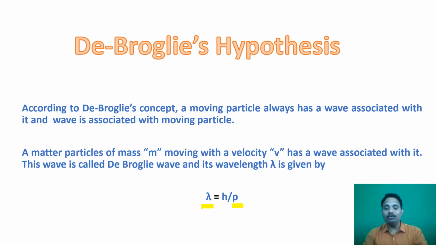If you observe this equation carefully, lambda gives the wave nature while p gives the particle nature. So within a single equation, we are showing wave nature as well as particle nature. This is the beauty of quantum mechanics. Next, we can obtain this equation by considering radiation.